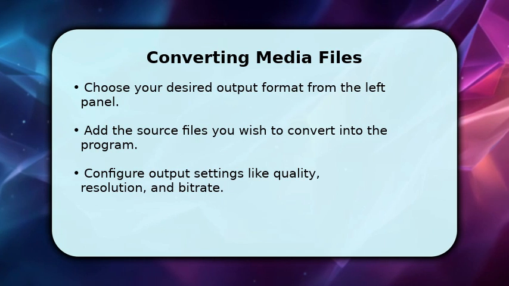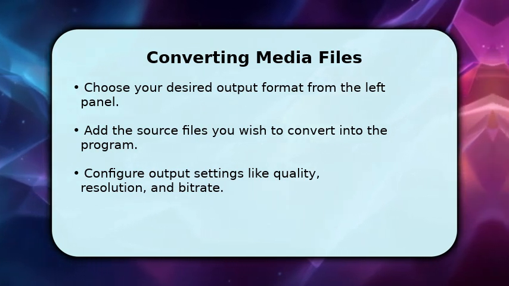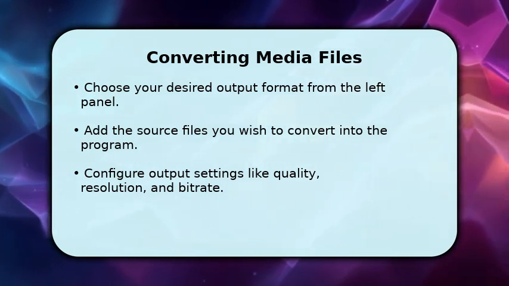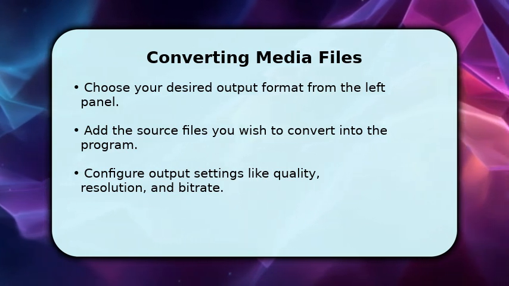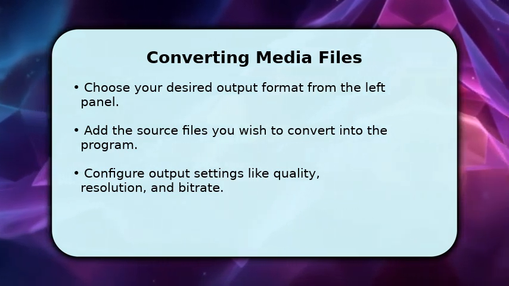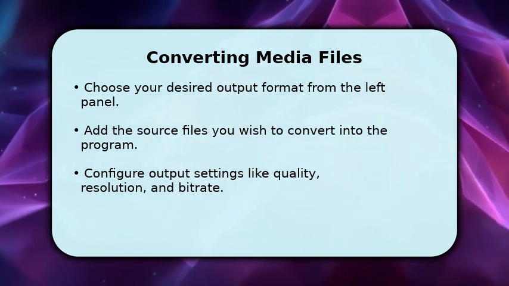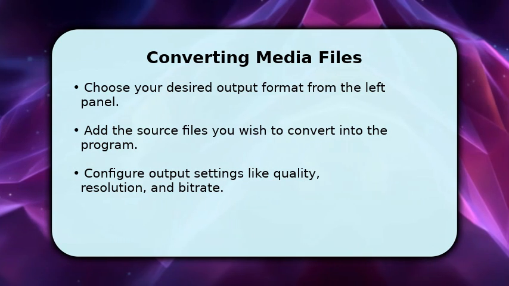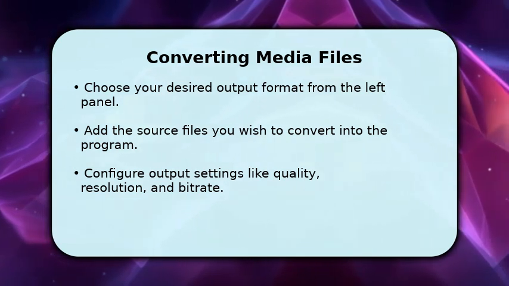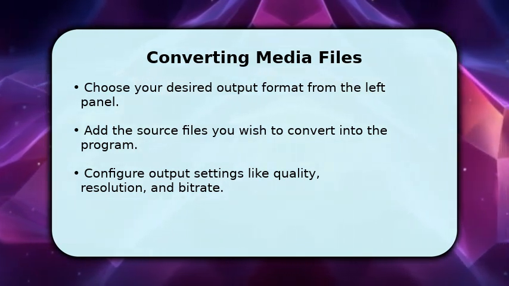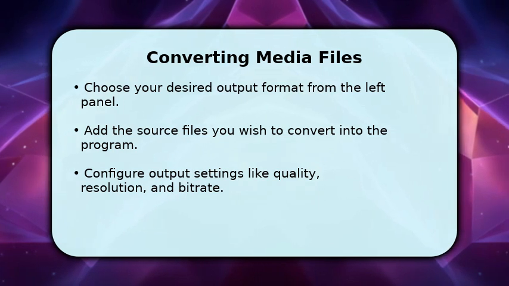On the left side of the interface, select your target output format, such as MP4 for video or MP3 for audio. Then, add the files you want to convert by dragging them in or using the Add File button. Before starting, you can adjust settings like video quality or audio bitrate. Finally, click the prominent Start button, and Format Factory will efficiently process your files.